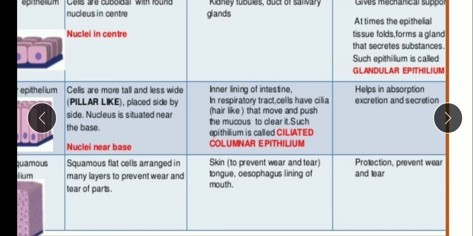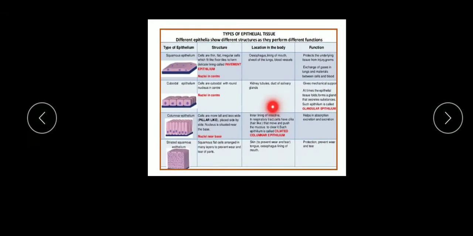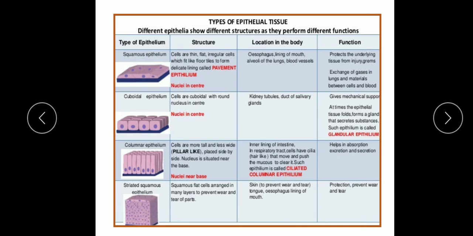So these are all the main types of epithelium. Further, their subtypes are also there, which I have discussed along with this. Mainly you will learn these four, and certain more structures are there, like cilia. When the cilia are there, then it becomes a ciliated epithelium. When the epithelium is present in the glands and performs the function of secretion, then it becomes the glandular epithelium.